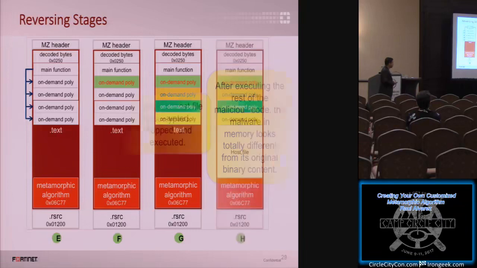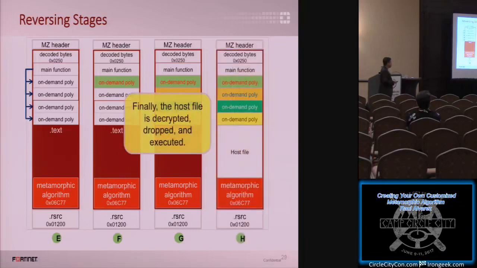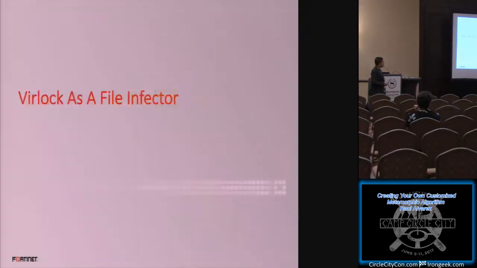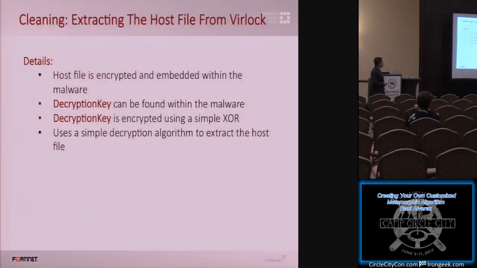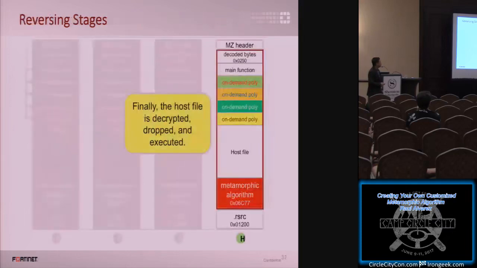That's why I call it on-demand polymorphic. And at the end, you can actually see the host file somewhere here. The good thing is the host file is only encrypted using an XOR. You can easily clean your file by using just a regular XOR decryption. Let's look now at BLAC as a file infector. As I said earlier, it is encrypted, but all you have to do is locate the proper location of that malware, look for the decryption key, and use a simple XOR, something like this.